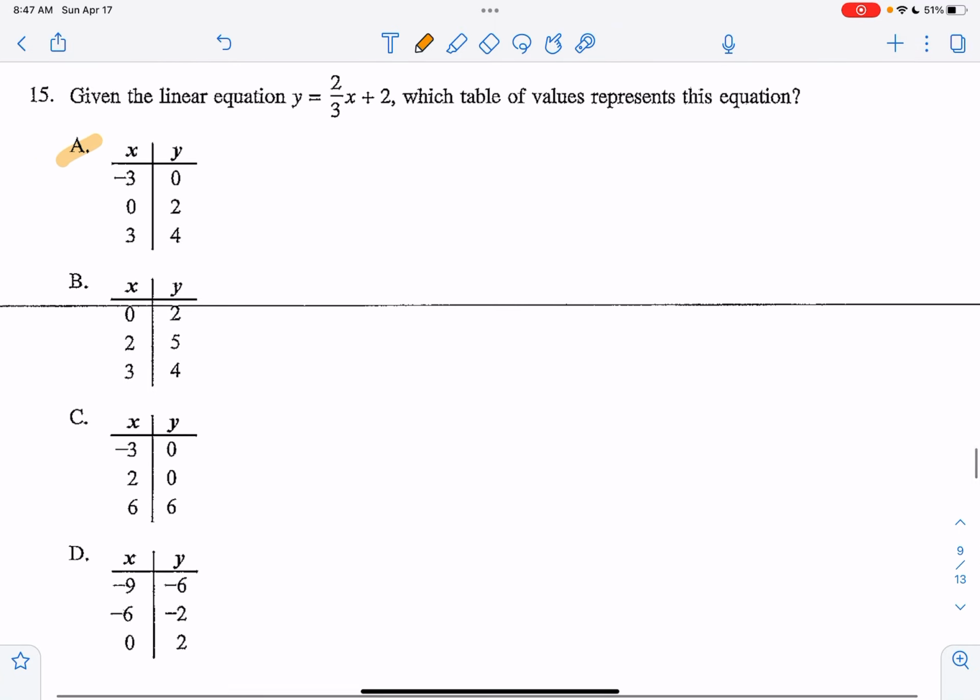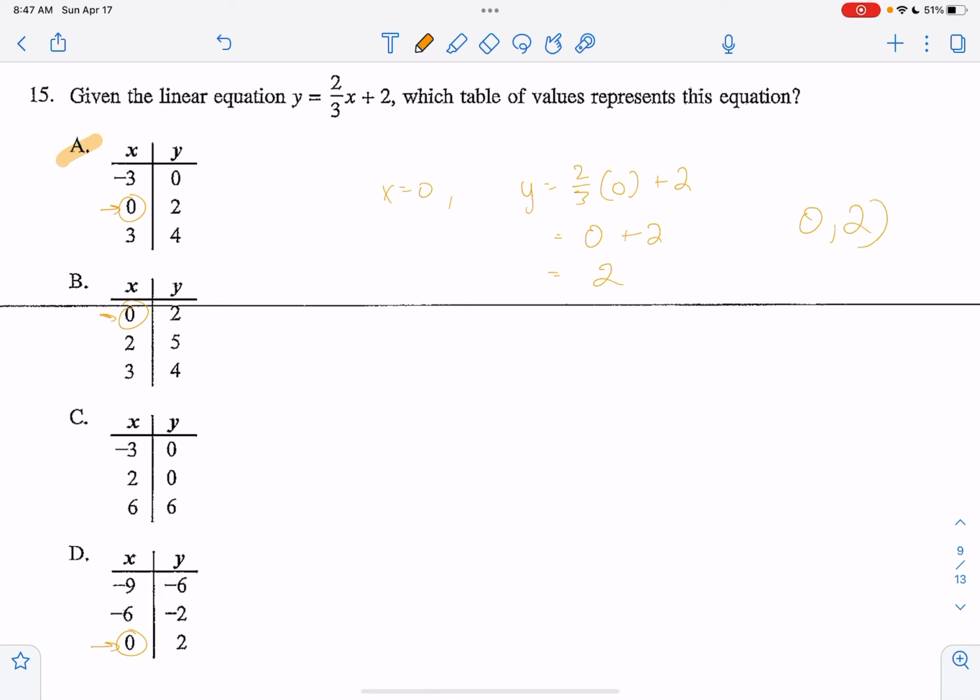Next, for number 15, given the linear equation y equals 2/3 of x plus 2, which table of values represents this equation? So here, for the table of values, you just have to substitute in all the values and plug in the x and y and make sure they are both equal. The first one that you can try out is 0 for the x, because that's really easy to substitute in. So if x is equal to 0, y would be equal to 2/3 of 0 plus 2, which will just be equal to 0 plus 2, or 2. So the point is 0, comma 2.